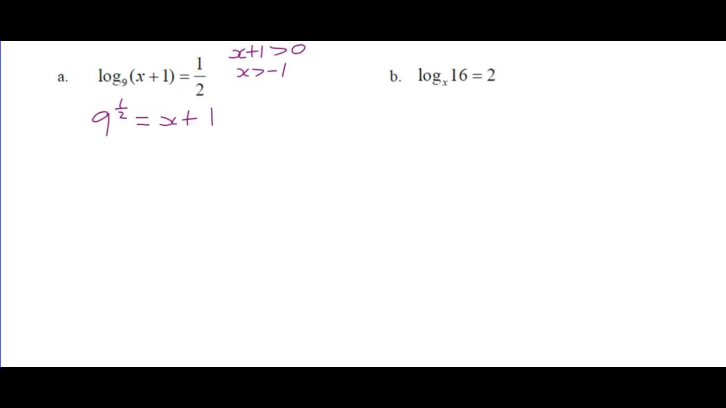What's 9 to the 1/2? 3. What's x? I'm going to go with positive 2, but let's not be negative. You have no school tomorrow. Be positive.